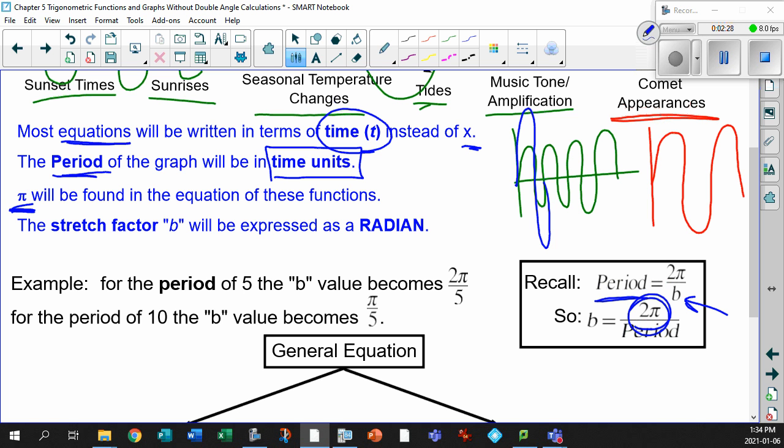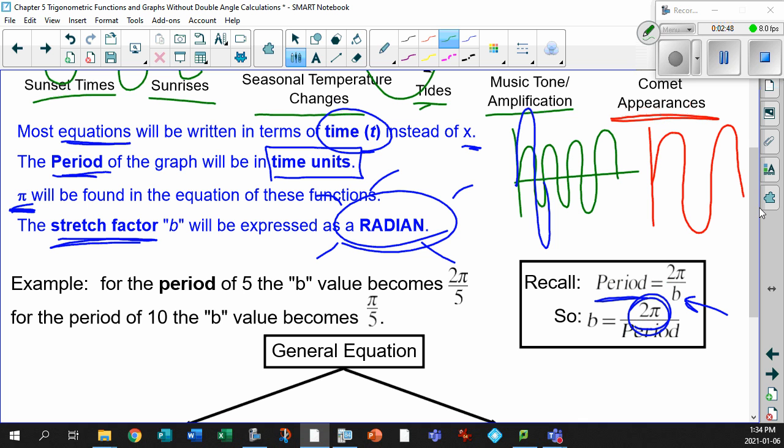So that means the horizontal stretch factor will always, always, always be in terms of radians. You'll never do this in degrees. Every single time it has to be in radians. So flip your calculator over to radians right now, because you'll need to.